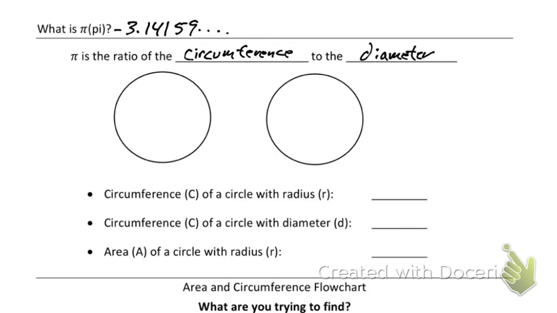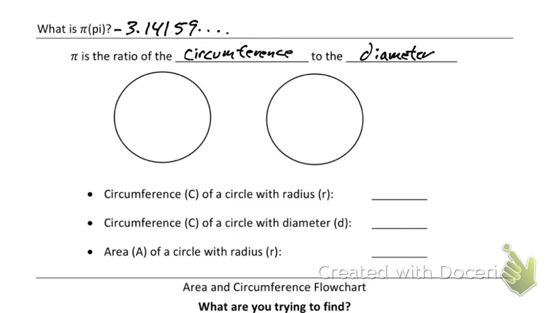So if you take any circle in the real world and you measure its diameter and its circumference, and go circumference divided by diameter, you're going to end up with pi. You're going to end up with 3.14 for every circle that exists in our known universe. If you find the diameter and the circumference, you actually can use that ratio to get pi.